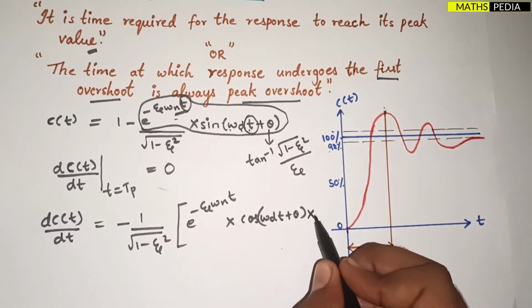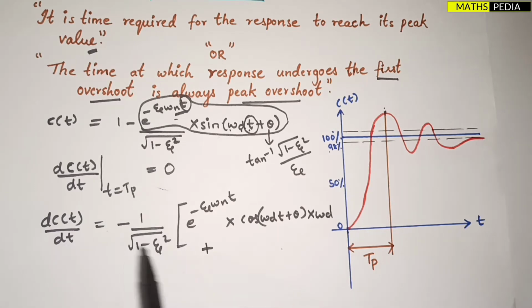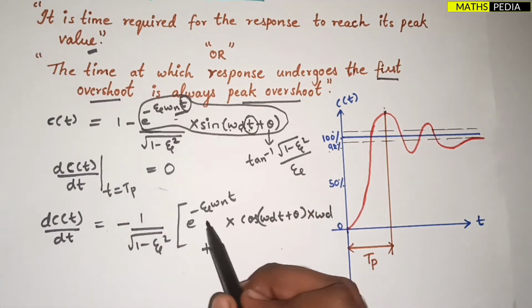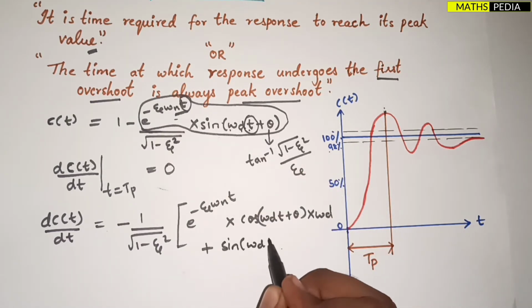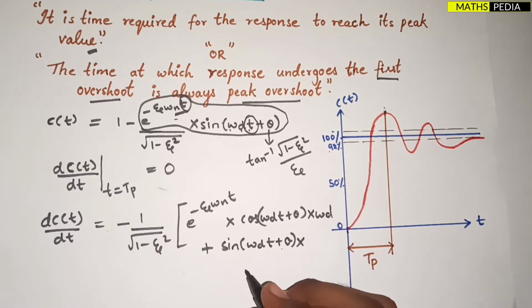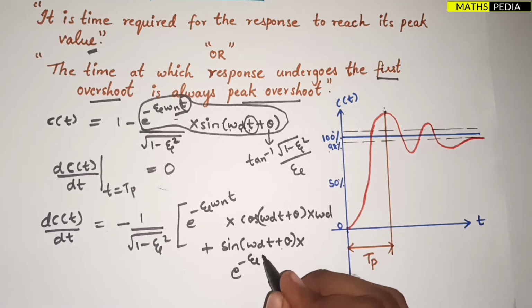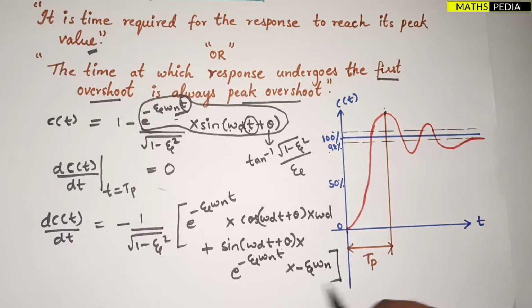Omega d, so into omega d, correct? Differentiation of this plus, next keep this term, second term as it is, that is sine omega dt plus theta as it is, into differentiation of e power. First term you have to differentiate, that will be e power minus zeta omega n t into differentiation of this power, that will be what? Minus zeta omega n, correct? t will not be there, omega n. Okay, that's it. So this is the differentiation part.